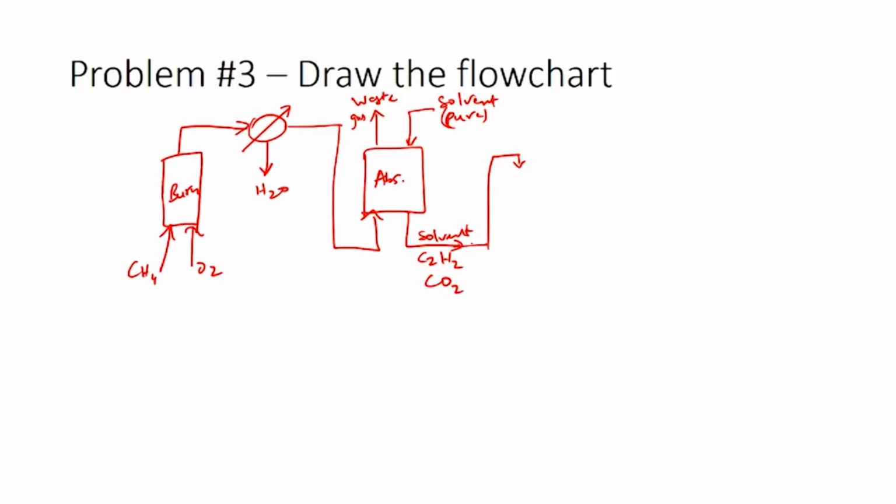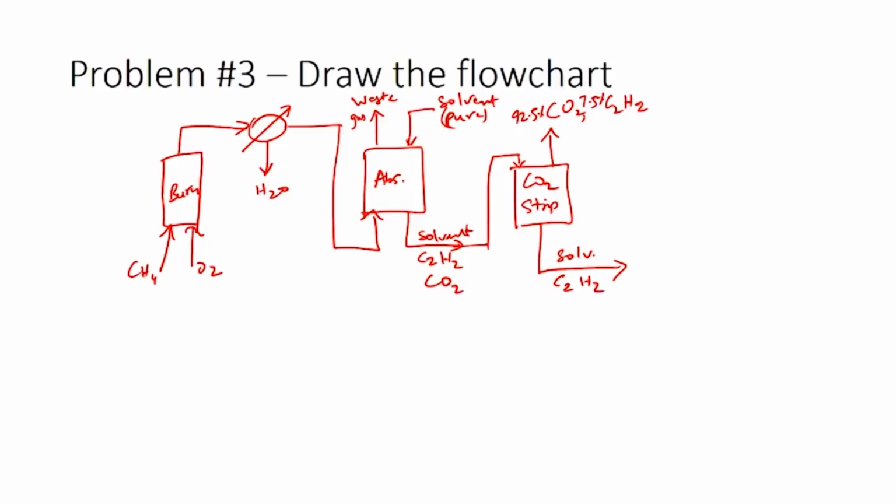So, now this solvent which carries the acetylene and carbon dioxide is sent to a CO2 stripper, a carbon dioxide stripper, where you have carbon dioxide gas which is removed along with acetylene gas, and it has been told that the composition of this is 92.5% carbon dioxide and the rest 7.5% is acetylene. So, you have a liquid stream leaving which would contain solvent and C2H2 only, all the CO2 is removed in the gas phase.